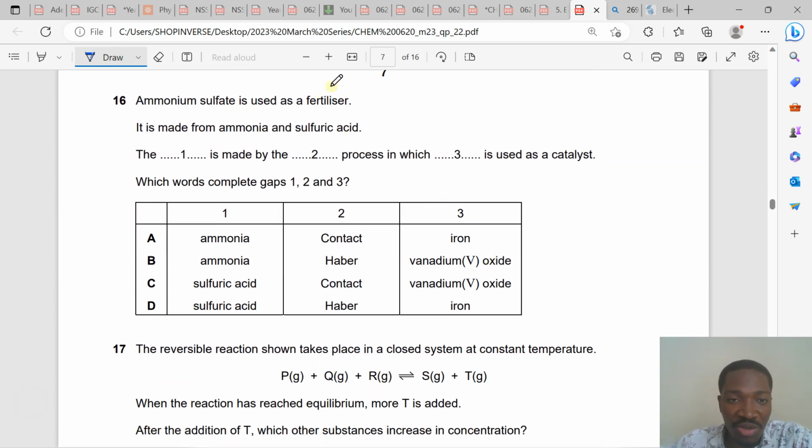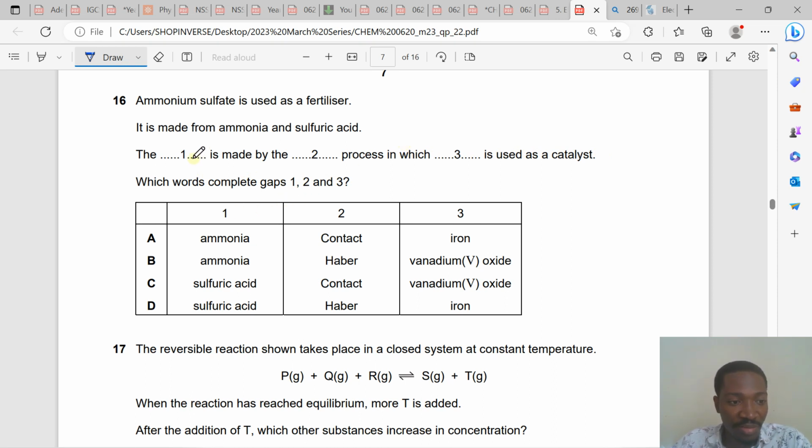Question 16. Ammonium sulfate is used as a fertilizer. It is made from ammonia and sulfuric acid. You pick from this option: the ammonia is made by a blank process in which a blank is used as catalyst. Which words complete 1, 2, and 3?